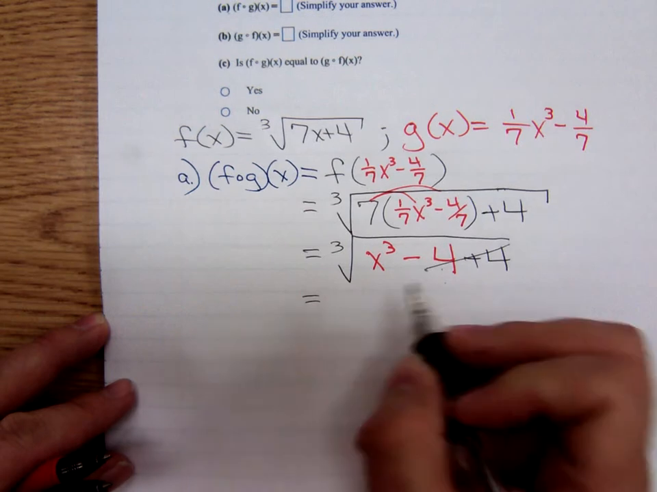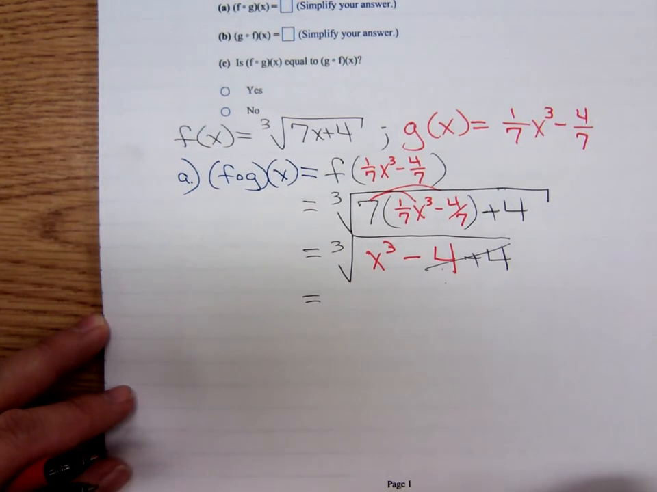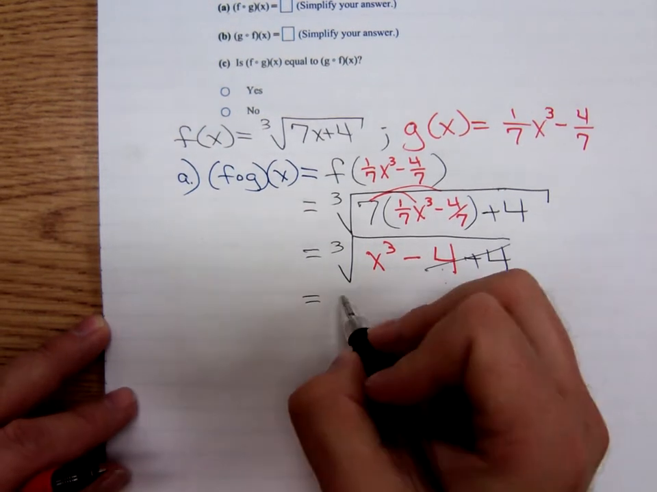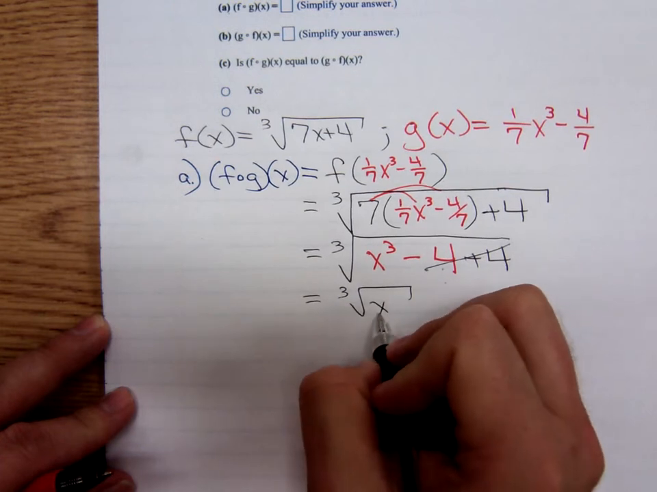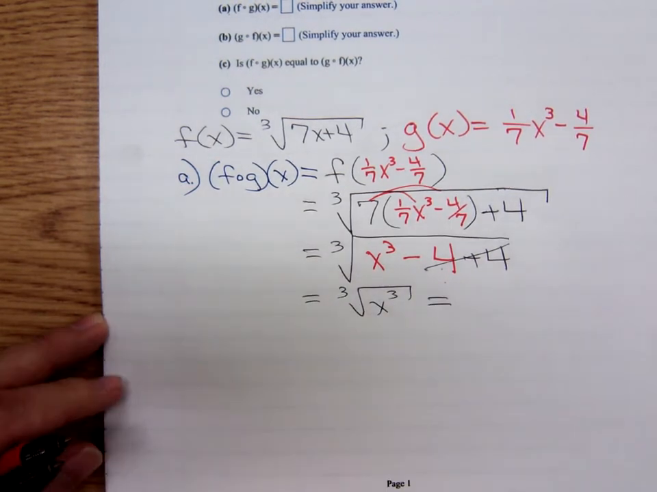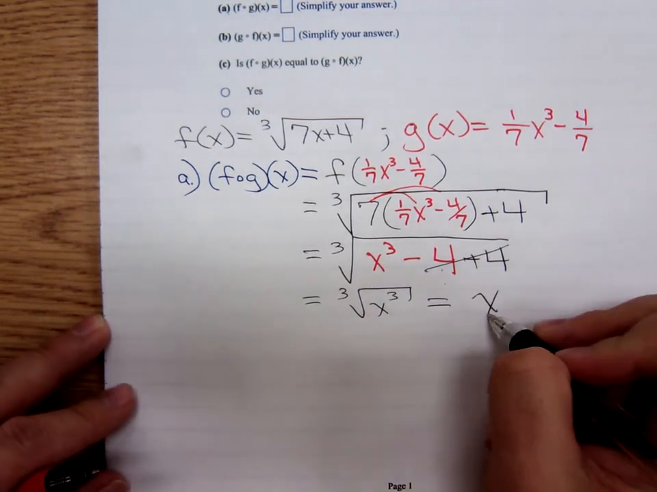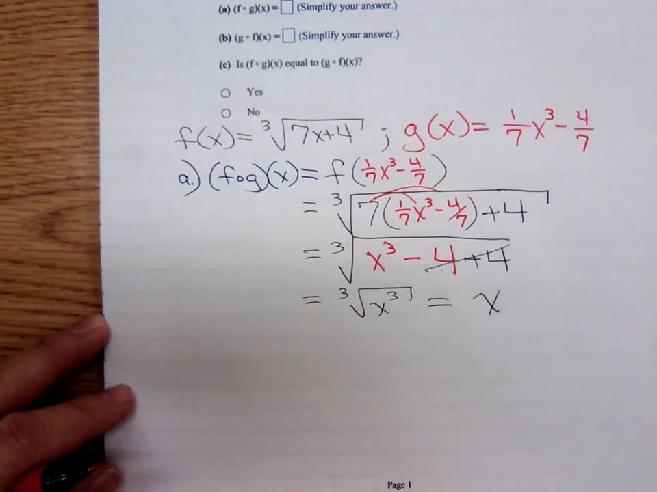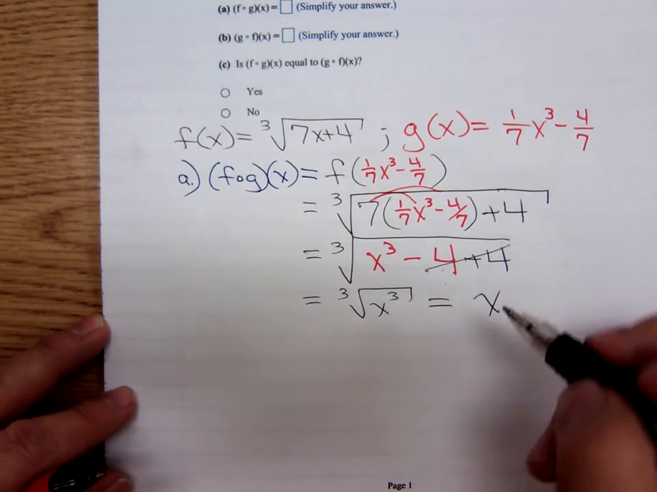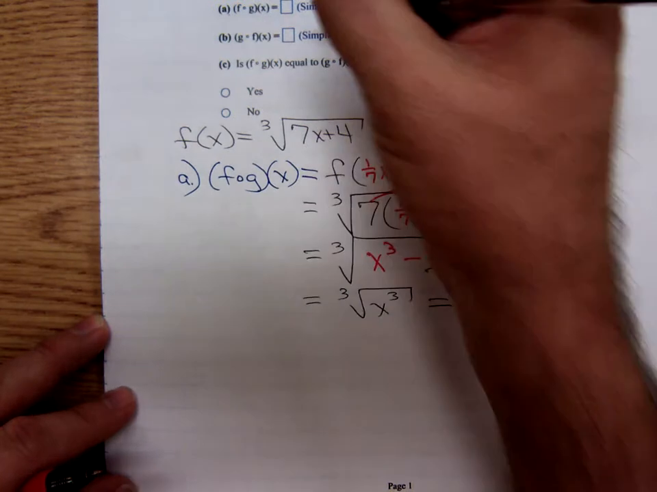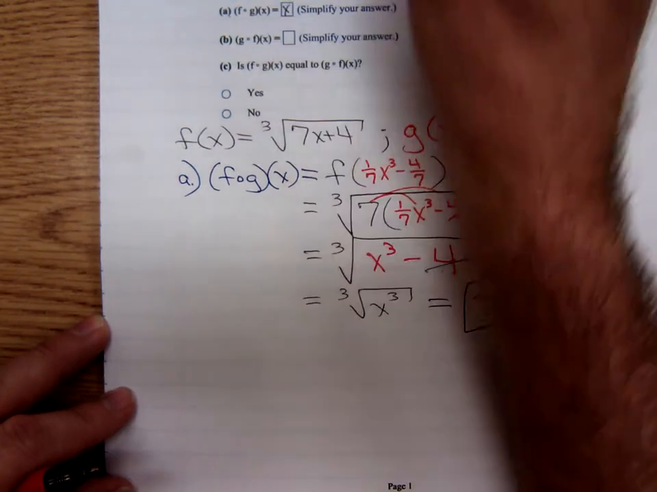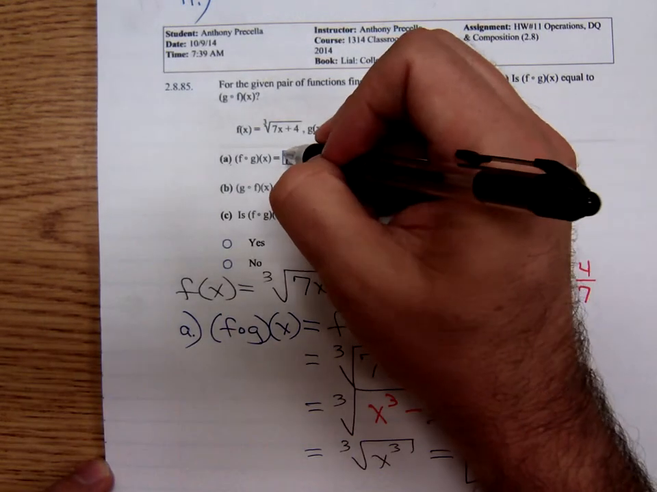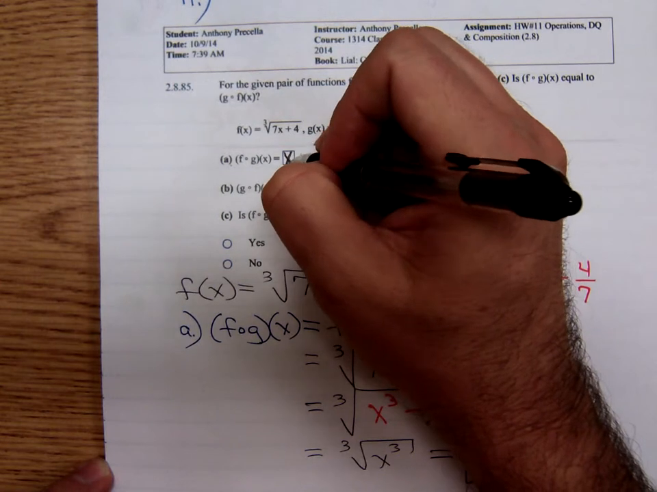So the cube root of x cubed, what does that reduce to? No. Now, wait a minute. The cube root of x cubed reduces to just x. The cube undoes the impact of that radical. So the answer for part A is just x. I'll write it right up here. The answer for part A is x.